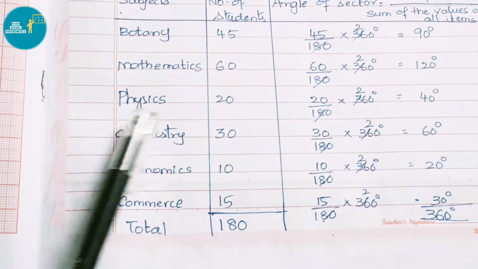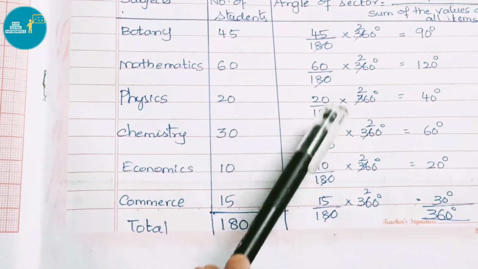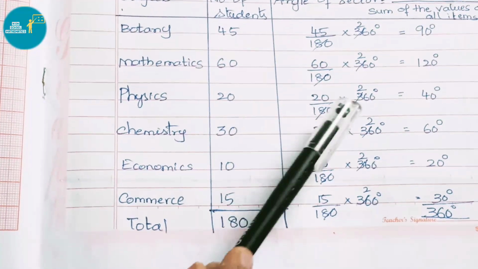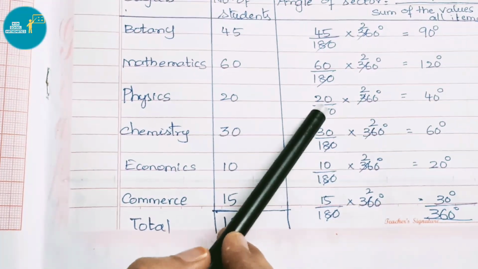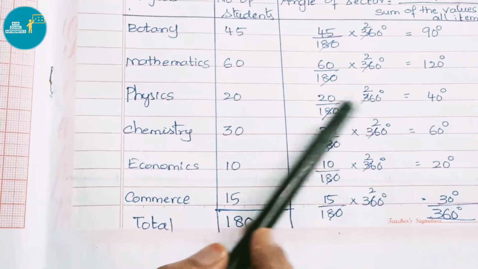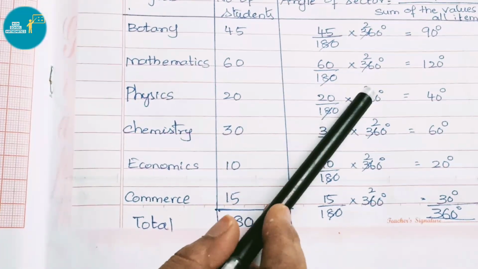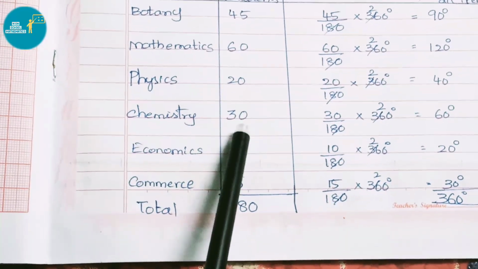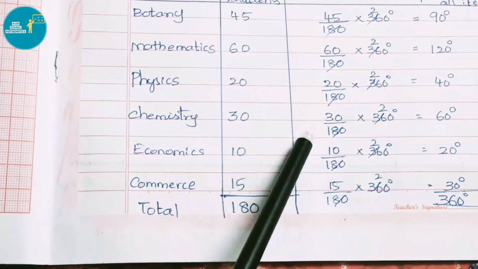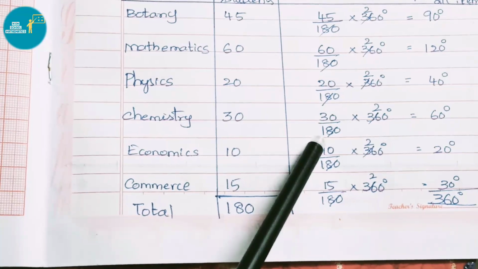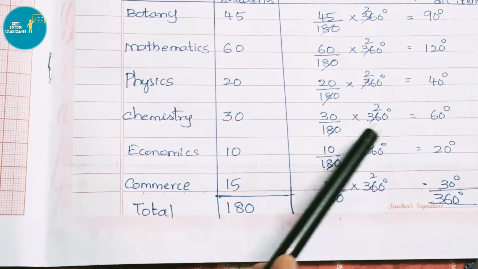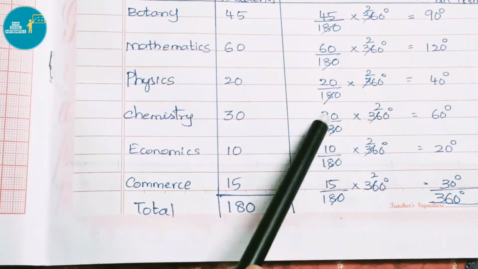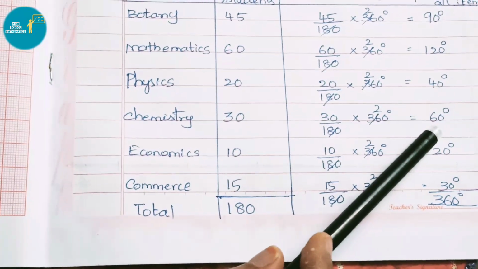See now physics 20 students opted. So we have to write here angle of sector 20 by total 180 into 360. 180 2 times 360. Now multiply numerator 20 into 2, that is 40. See next one, chemistry 30 students opted. So angle of sector is 30 by total 180 into 360. 180 2 times 360. Now multiply numerator 30 into 2, that is 60 degrees.